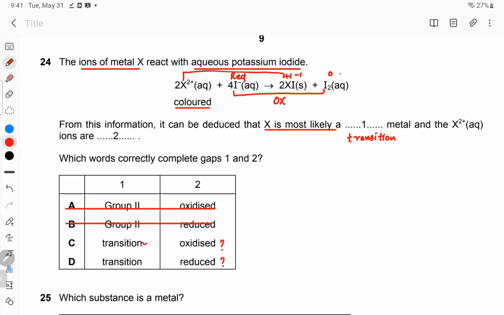Reduced, it gains 1 electron. Yes, because it gains the electron, that's why the charge on it gets decreased. So I will mark C wrong, and D is the correct answer. Is everyone clear up to here? Yes, sir.